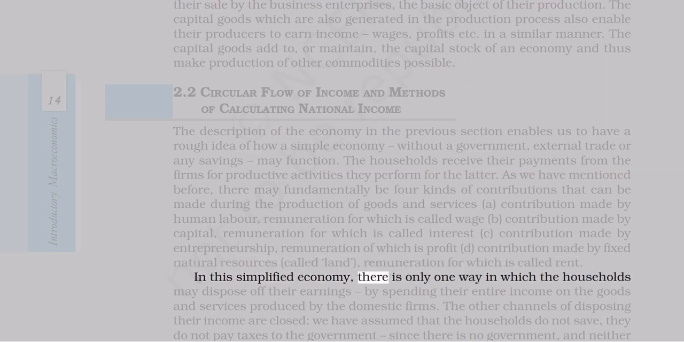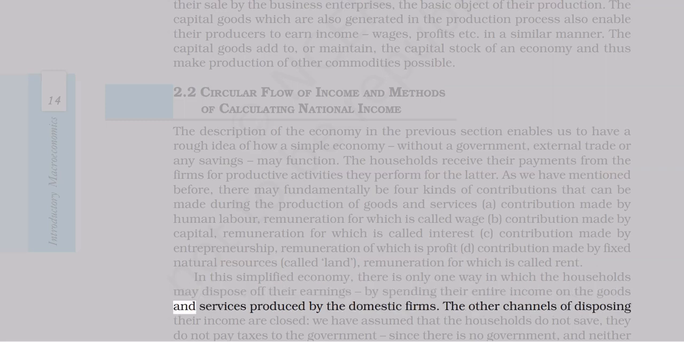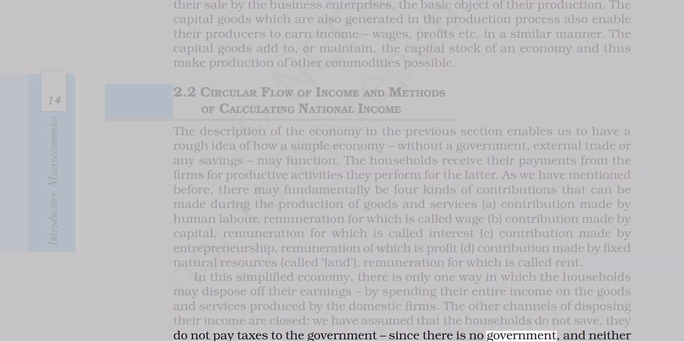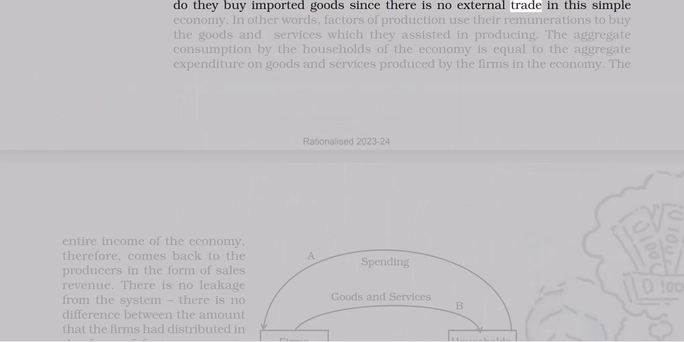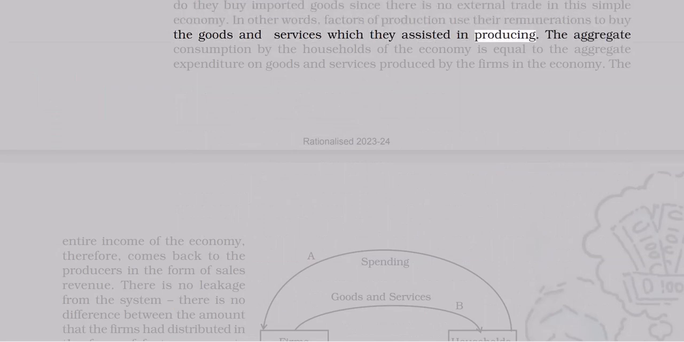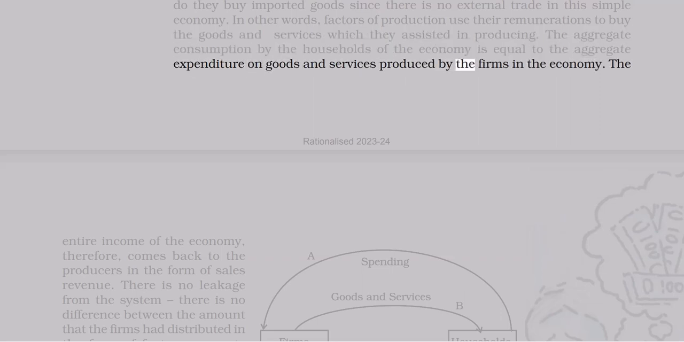In this simplified economy, there is only one way in which the households may dispose of their earnings, by spending their entire income on the goods and services produced by the domestic firms. The other channels of disposing their income are closed. We have assumed that the households do not save, they do not pay taxes to the government since there is no government, and neither do they buy imported goods since there is no external trade in this simple economy. In other words, factors of production use their remunerations to buy the goods and services which they assisted in producing. The aggregate consumption by the households of the economy is equal to the aggregate expenditure on goods and services produced by the firms in the economy.